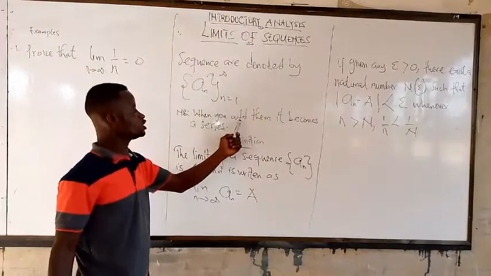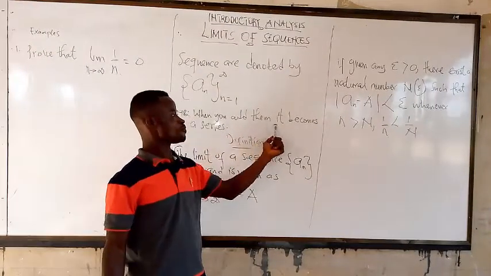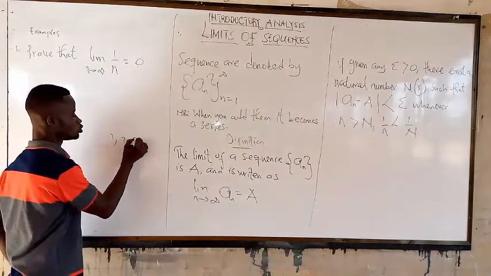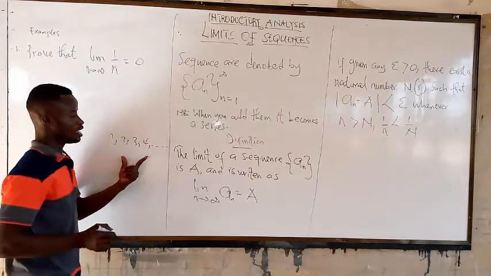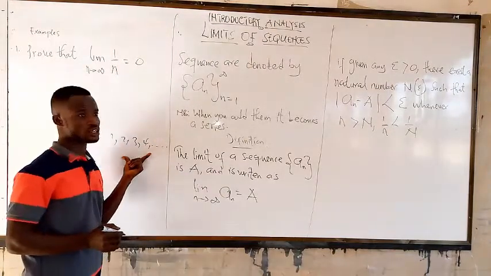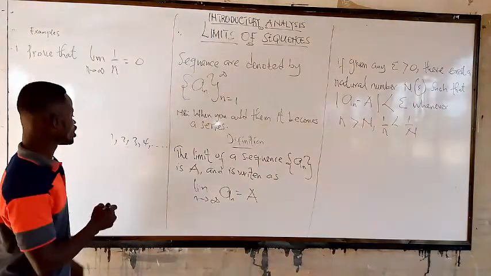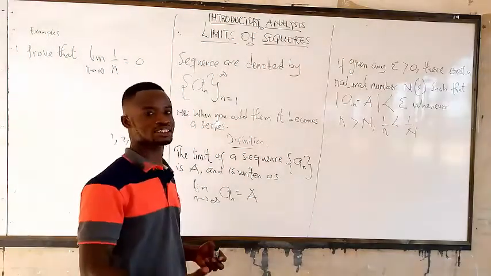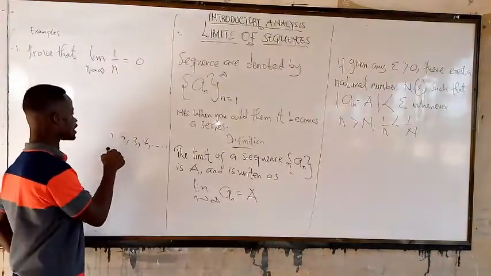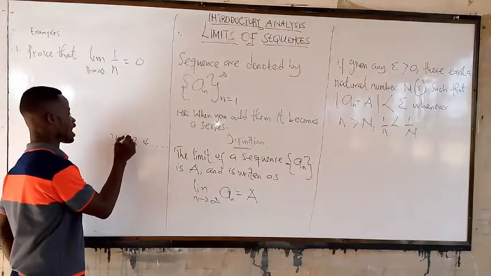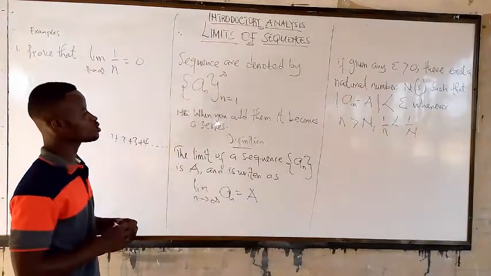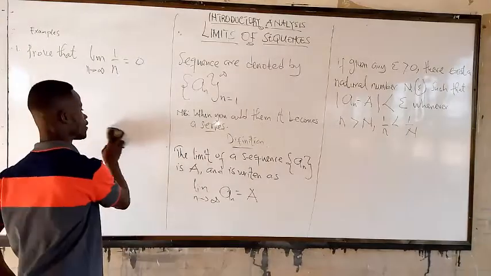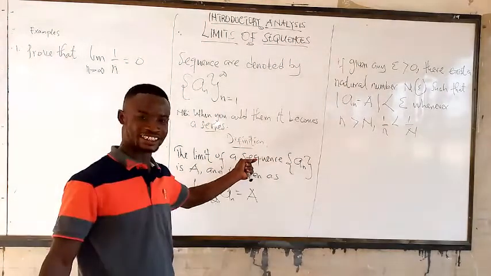And when you add them, it becomes a series. If we are saying that 1, 2, 3, 4 are sequences, that means the commas there represent sequences. But if we remove the commas and bring addition, it becomes a series, a series of numbers. So, definition.